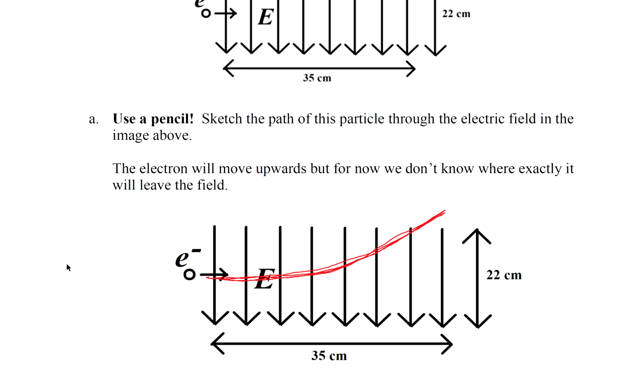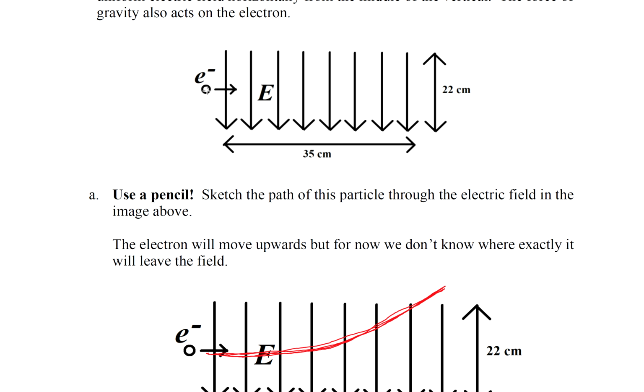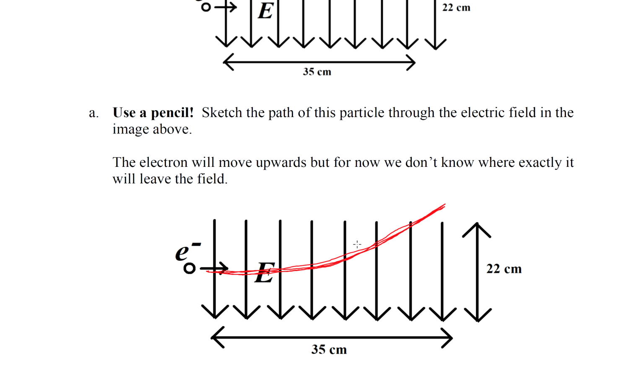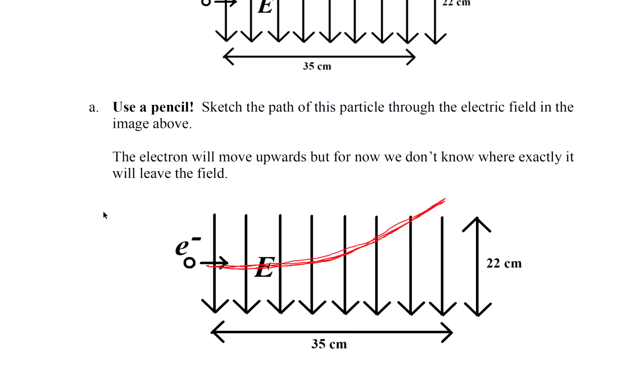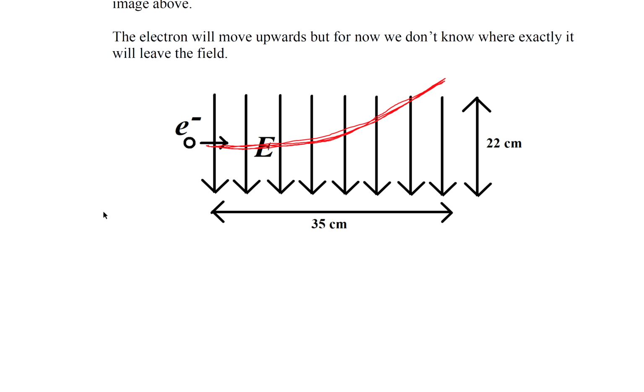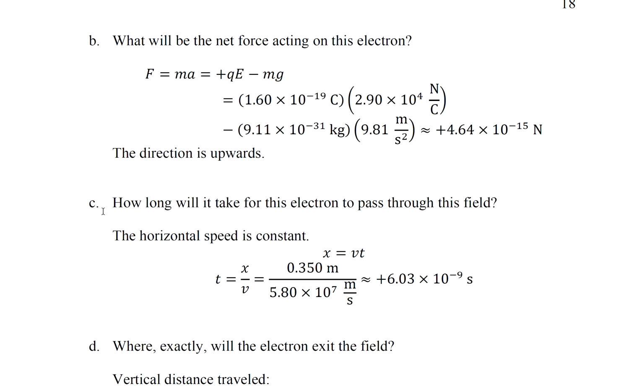So part A, sketch the path of this particle through the electric field in the image above. Remember, this is negatively charged. Above here we have a positively charged plate, and below here we have a negatively charged plate, because the electric field lines always go from positive charge to negative charge. So this electron wants to move upwards towards a positive charge. Part B, what will be the net force acting on this electron? It's going to be this. And it's positive, so it's going to be upwards.